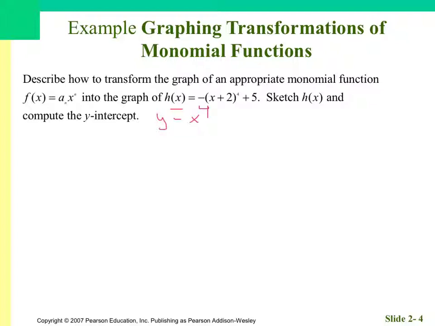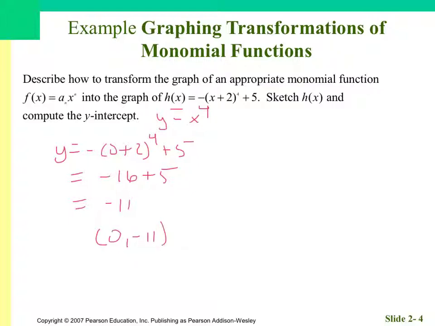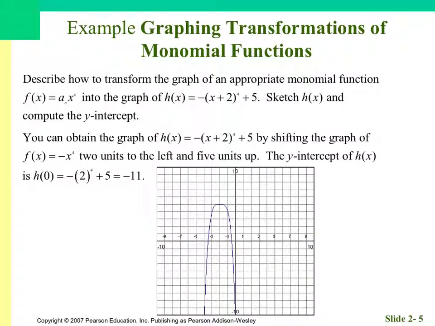And it says compute the y-intercept. How do you compute a y-intercept? Well, x is 0, so plug in 0 and solve. So you get y equals negative 0 plus 2 to the fourth plus 5. That would be negative 16 plus 5, so the y-intercept is negative 11, so that's 0, comma, negative 11. Okay? Let's see if we were right. So you could obtain it by shifting 2 units left, 5 units up. It just didn't even include the reflection that we know about. And the y-intercept is negative 11. Okay?